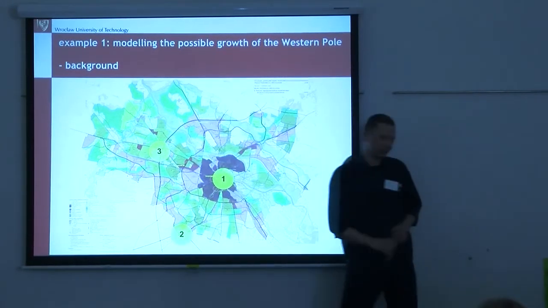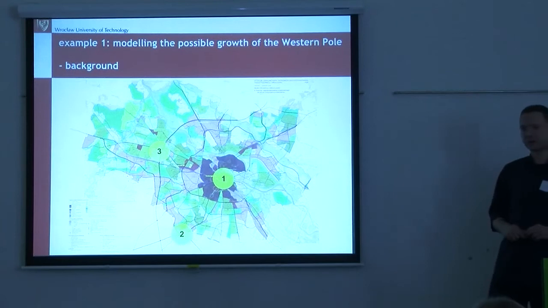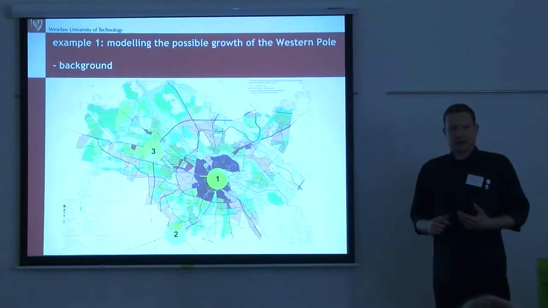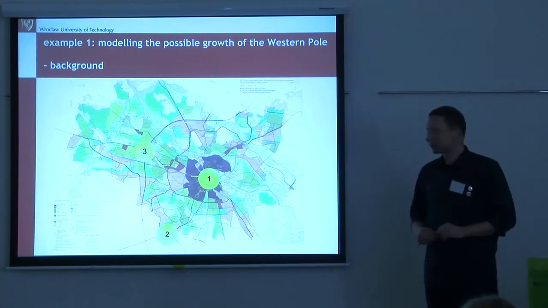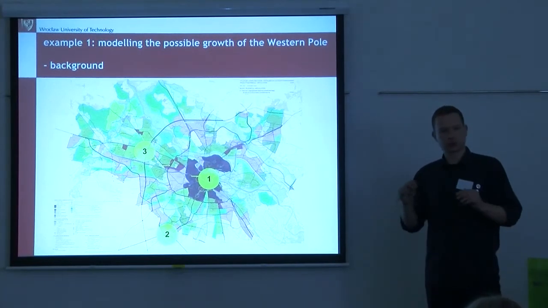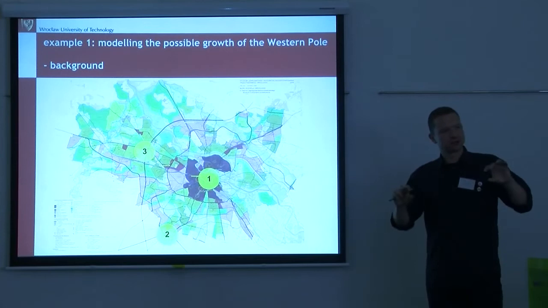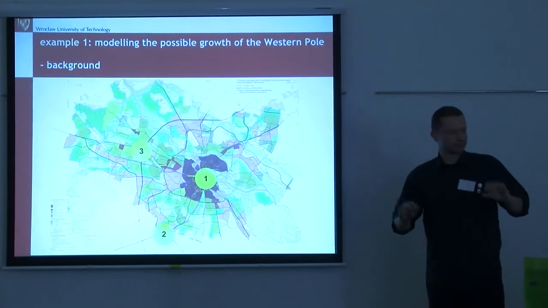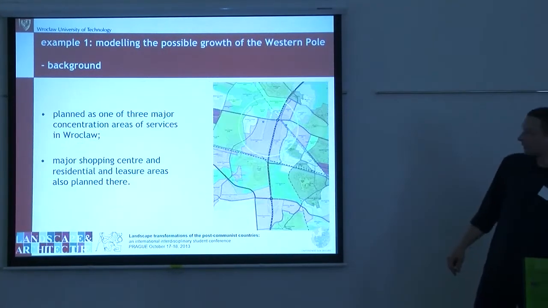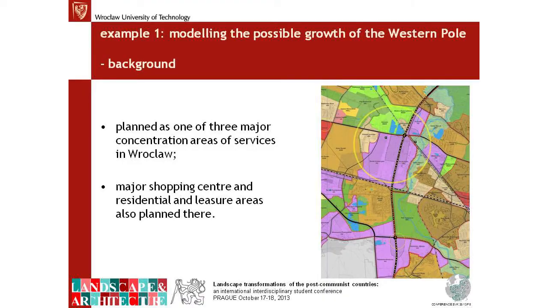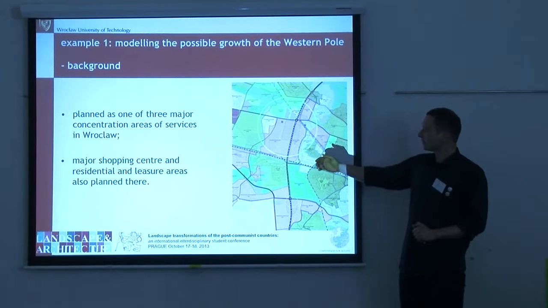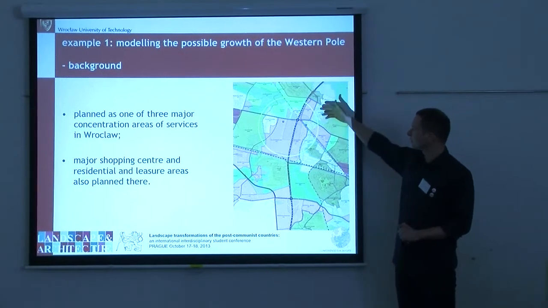Here, the authorities of Wrocław have begun the process, and it's actually, I would say, not only a spatial but also a political decision to possibly decentralize the city a little bit. The Western Pole is planned as one of 3 major concentration areas of services in Wrocław. A major shopping center and some leisure and residential areas are also planned there.